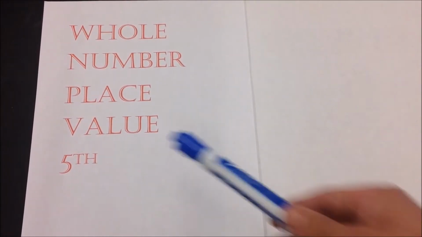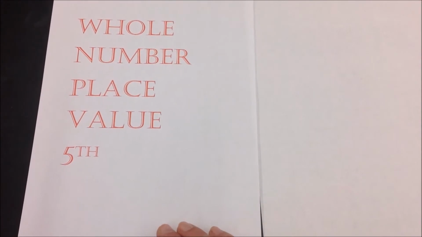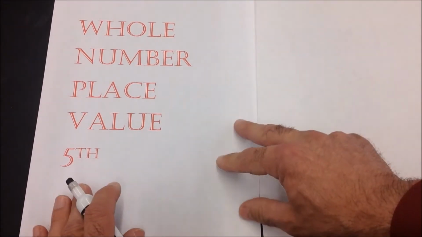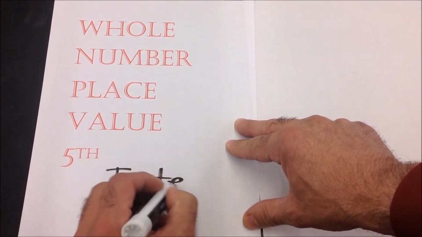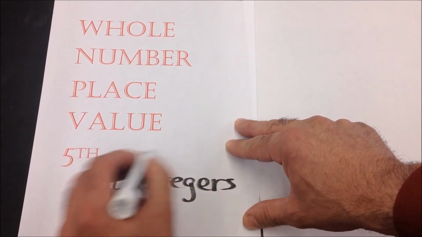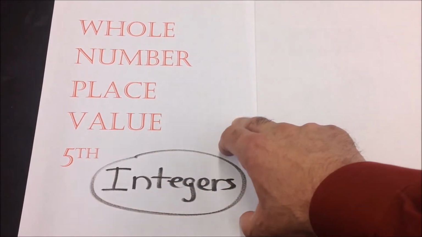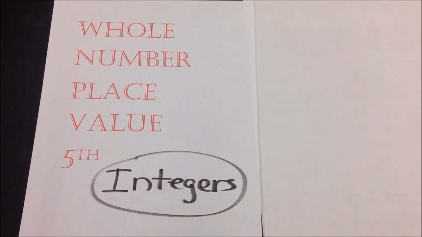Okay, here's our video on whole number place value. Another word for whole numbers, well, part of whole numbers, are called integers. So whole numbers are actually the positive integers, and we'll talk about integers in another video. So let's review some forms.